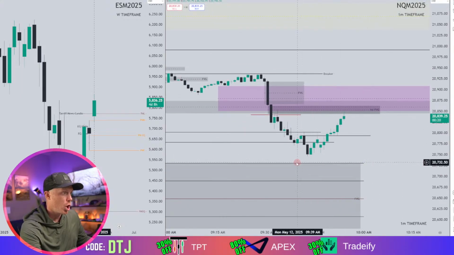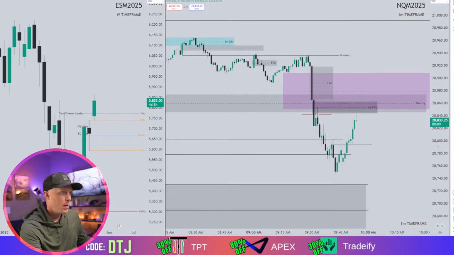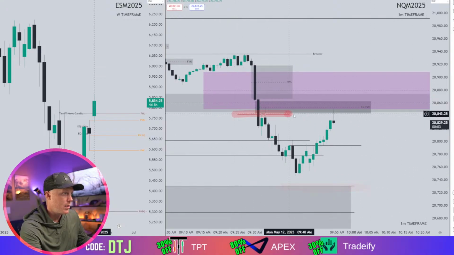And we could target this 30-minute fair, or the 3 a.m. fair value gap. That's a big fair value gap. It's going to want to hit that. I don't know when. But that would be the low-hanging fruit objective if price wants to stay beneath our equilibrium level, which is the midpoint of this price range, of this price leg.